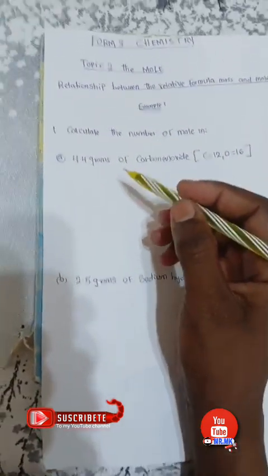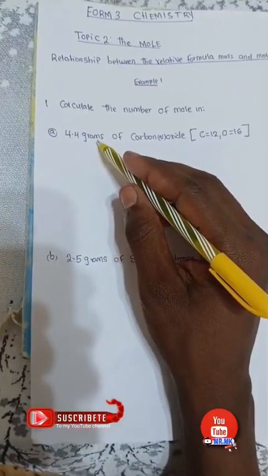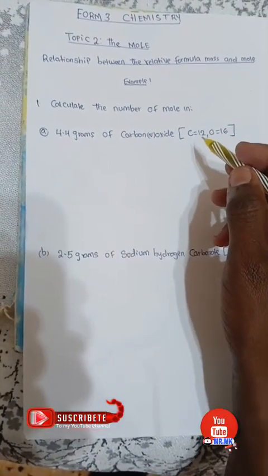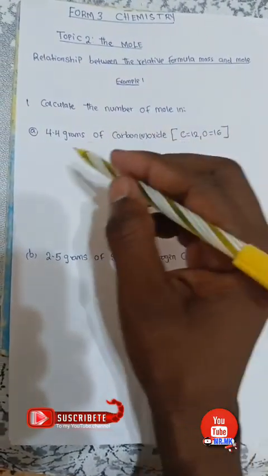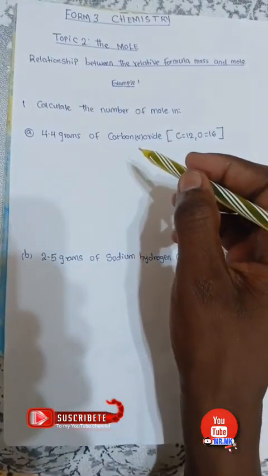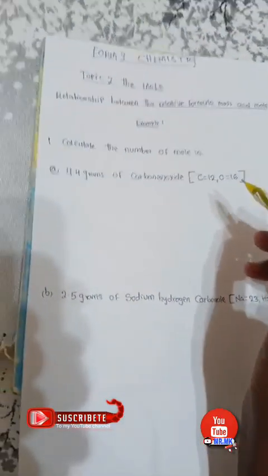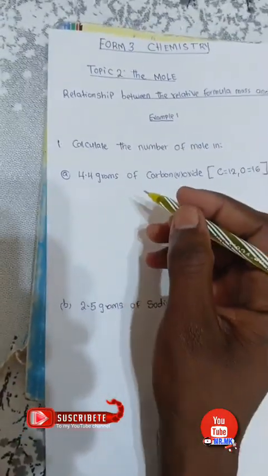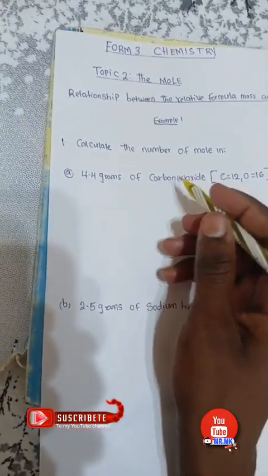Calculate the number of moles in 4.4 grams of carbon dioxide, where carbon is 12, oxygen is 16. How do you go about this? Before you do this, how do you get the number of moles?